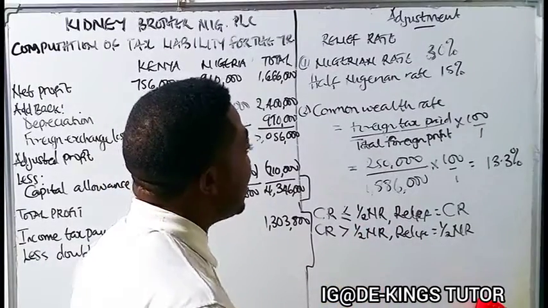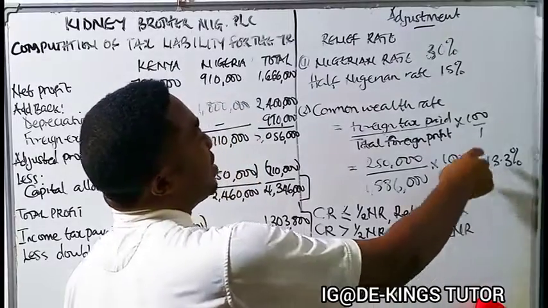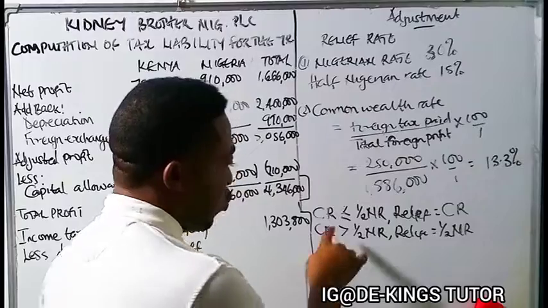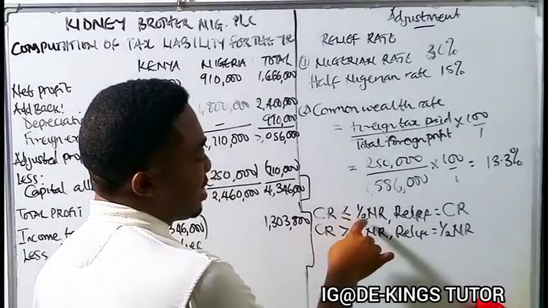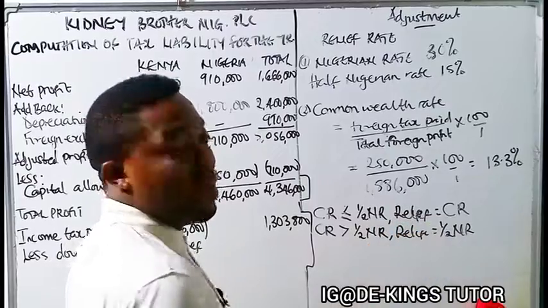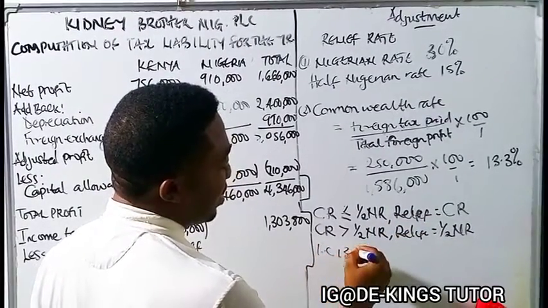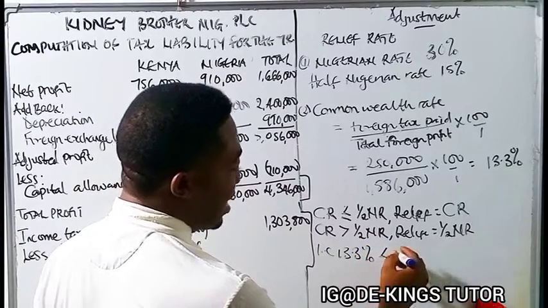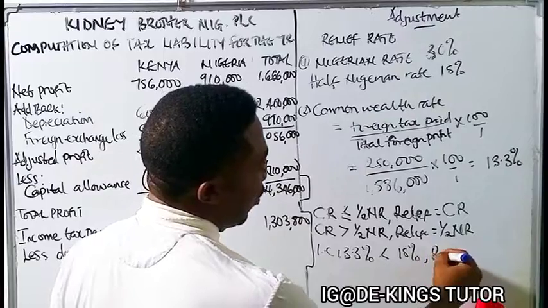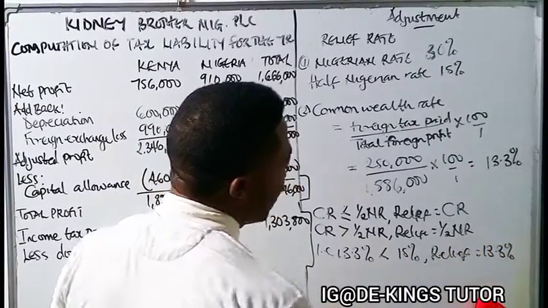Now, if you check here, this is the Commonwealth rate, which is 13.3%. All right, this is the Nigerian rate. So 13.3 is less than 15. So which is the first one? If the Commonwealth rate is less than or equal to half of the Nigerian rate, then the relief will be on the Commonwealth rate. So it means that 13.3% is less than half the Nigerian rate, which is 15%. Therefore, our relief would be what? 13.3%.